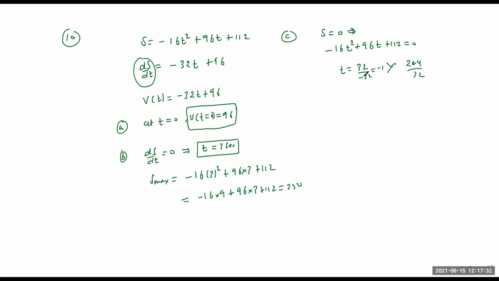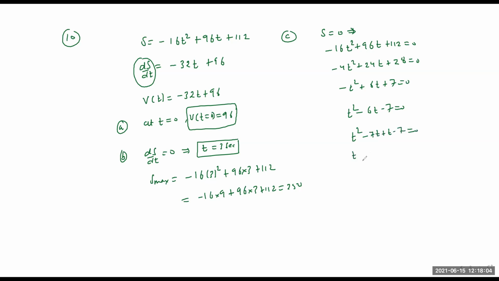You can simplify. I think we can simplify this. 7.625 seconds. So first let me simplify further. So t square minus 6t minus 7 equals to 0. This is t square minus 7t plus t minus 7 equals to 0.